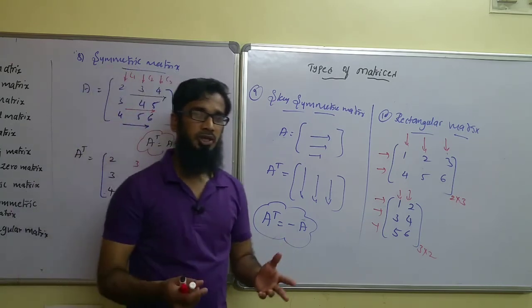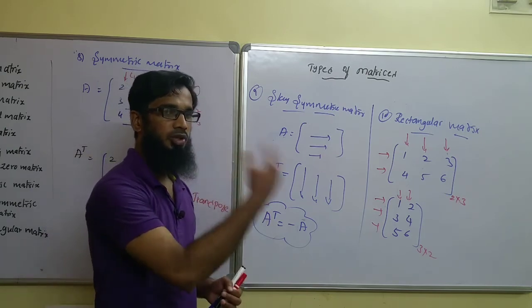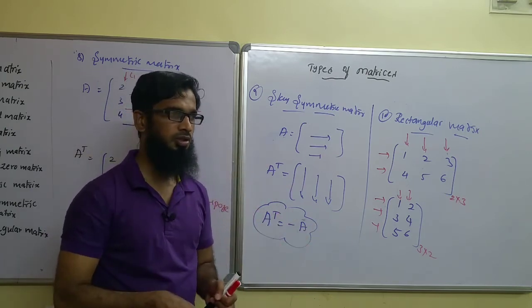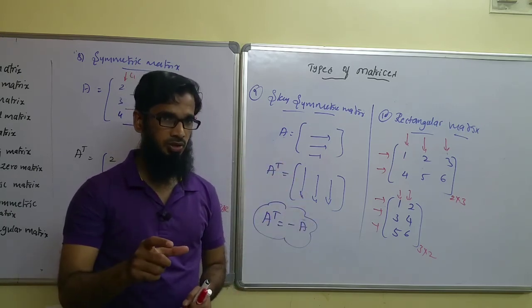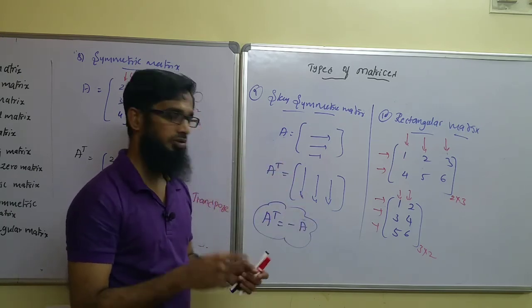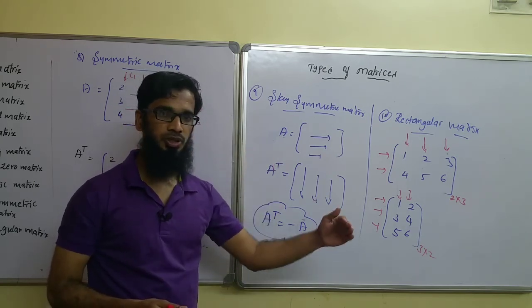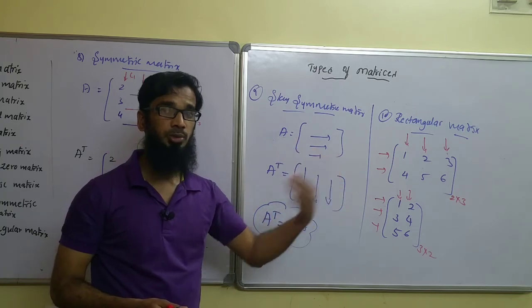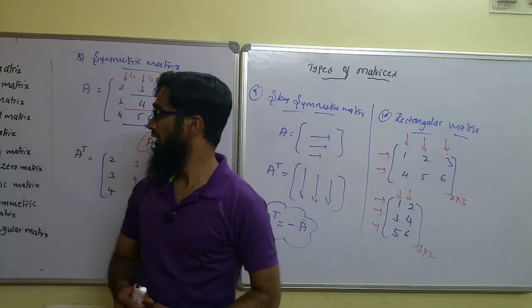Now the scalar matrix is nothing but, the non-diagonal elements are zeros, that is the first condition. The second condition is the diagonal elements are the same, like 2, 3 or whatever it is. The diagonal elements should be the same and the non-diagonal elements should be zeros. Okay, that is a scalar matrix.